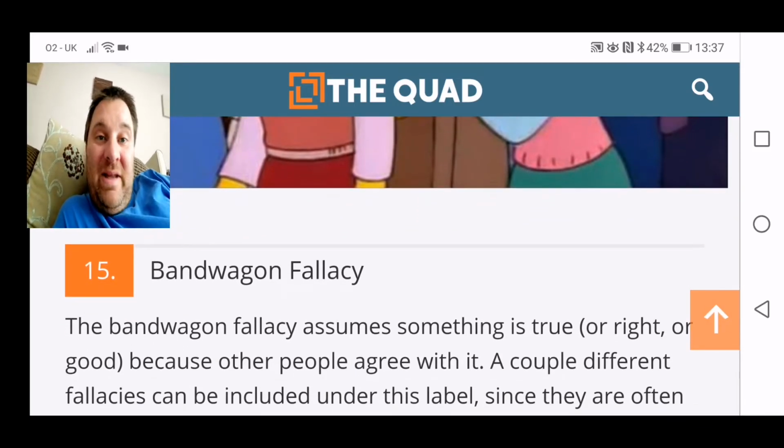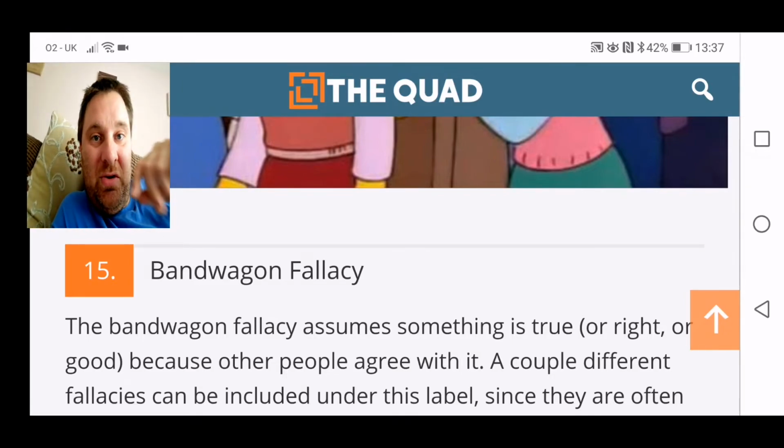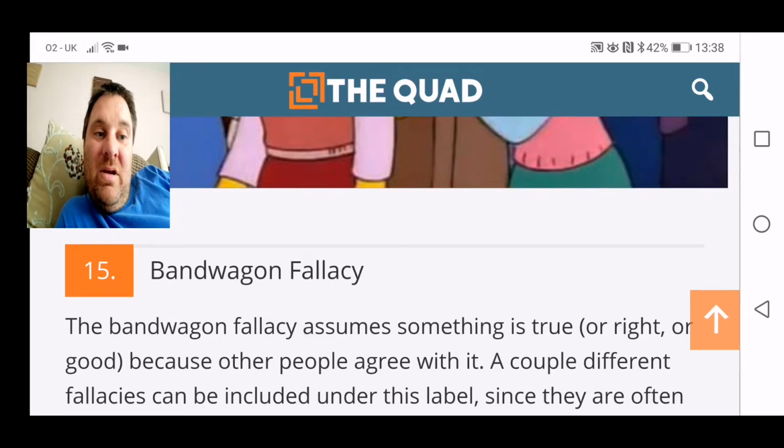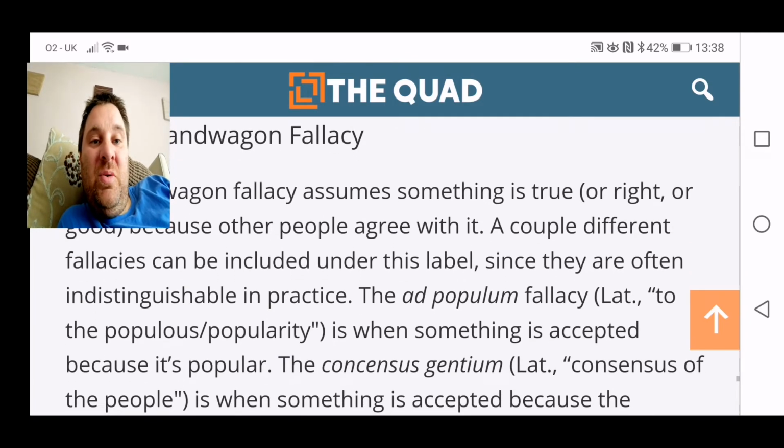The bandwagon fallacy. This is the last one on this now. And like I said, we'll go through all the questions and see which one is the fallacy and which one isn't in the next video. The bandwagon fallacy assumes something is true or right or good because other people agree with it. A couple different fallacies can be included under this label, since they are often indistinguishable in practice.